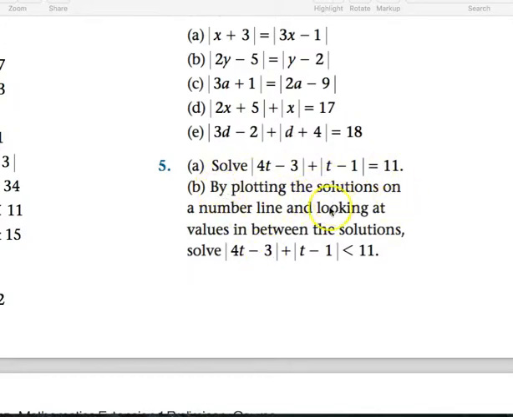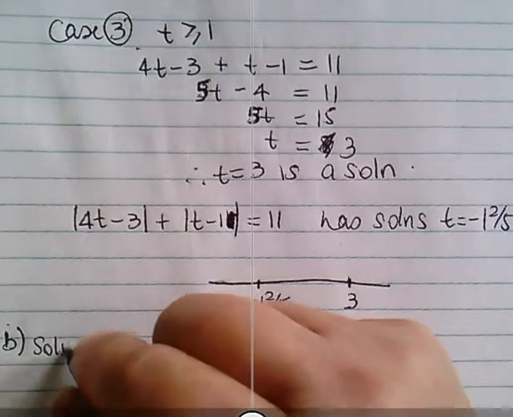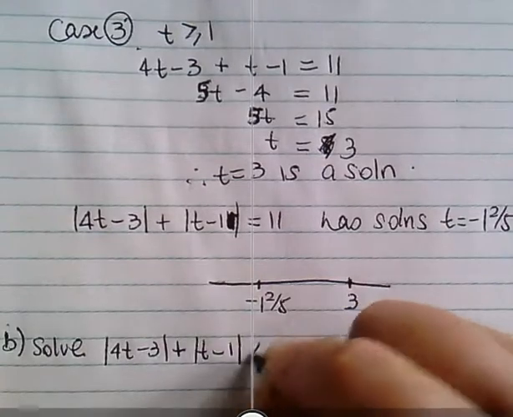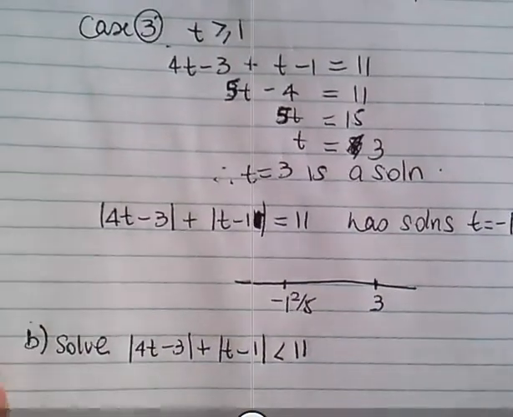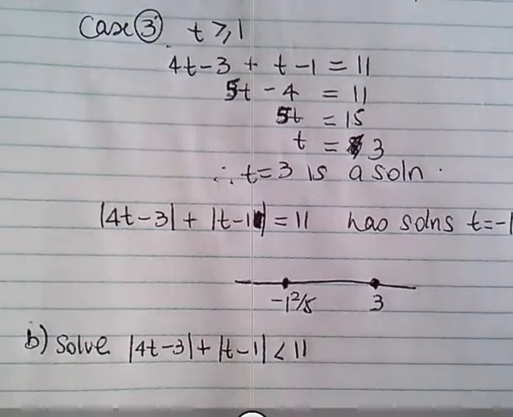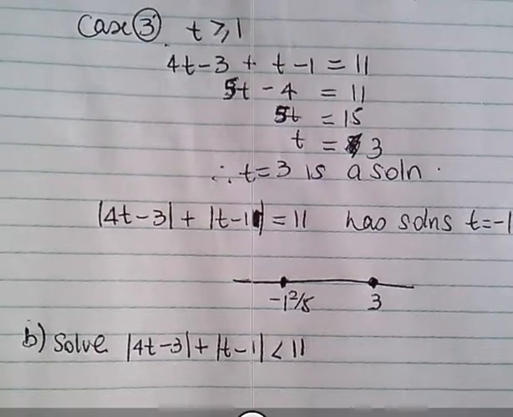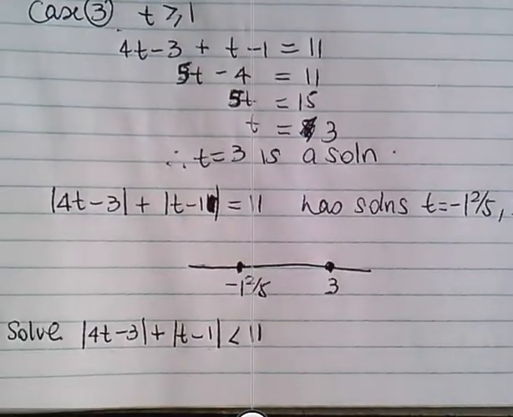It then says, by plotting the solutions on the number line and looking at values in between the solutions, solve this with an inequality. I'm going to show you a totally different way of doing this in a minute. In part B, I have to solve absolute value of 4t minus 3 plus absolute value of t minus 1 is less than 11. See, when you're solving an inequality, your answer is not just t equals negative 1 2/5 and t equals 3. It's got to be a range of values.